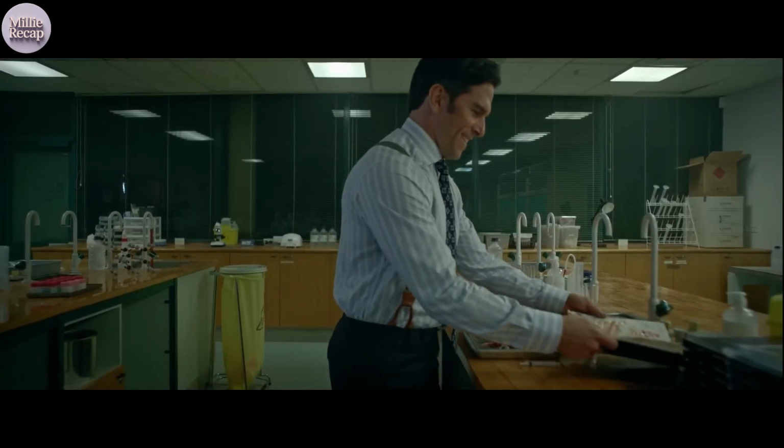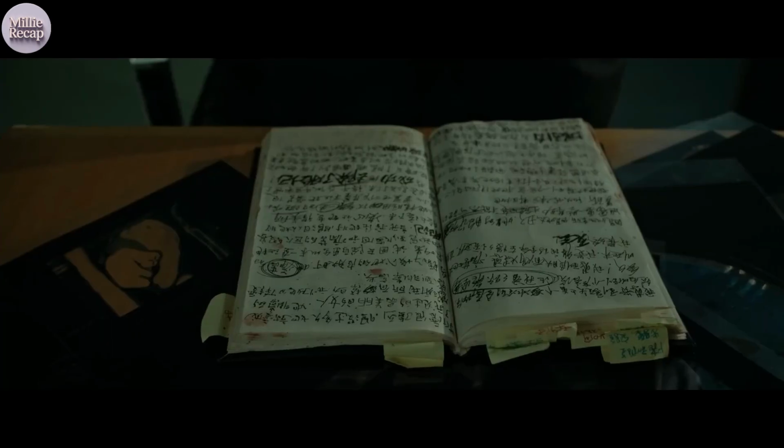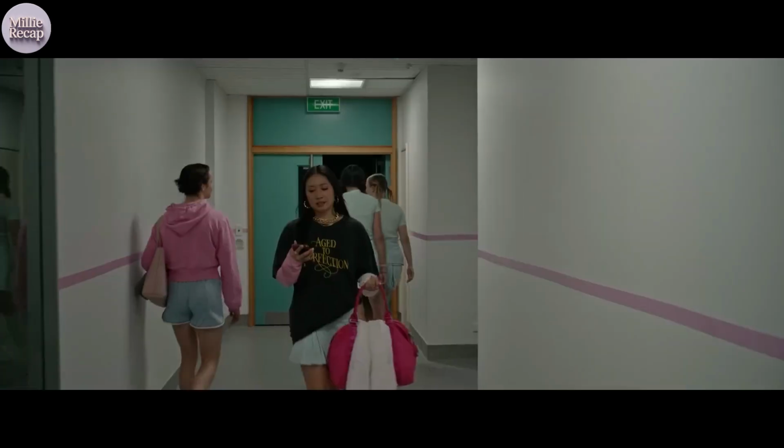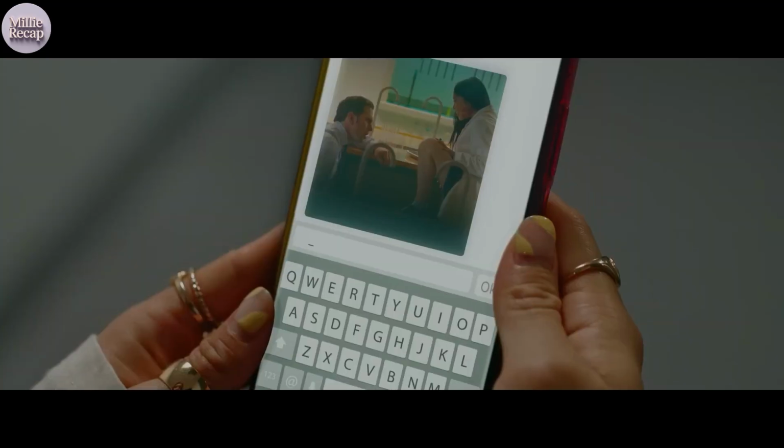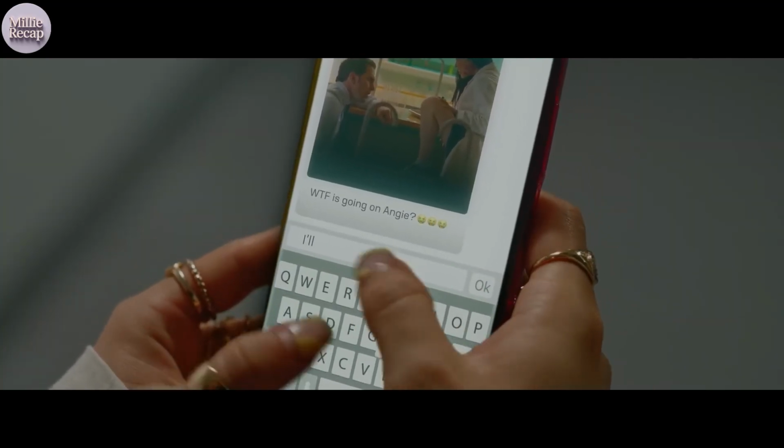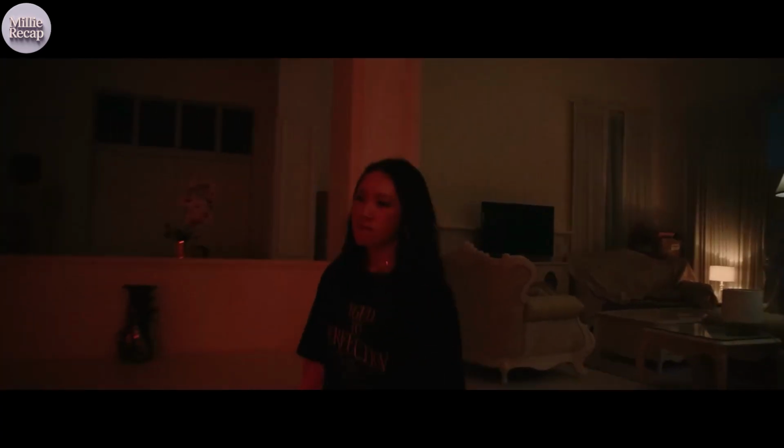Paul notices this and calls a friend to ask for help translating the writings. Moments later, Angela receives a picture from Eve in which Wei is showing her thighs to the professor. This enrages her, and she immediately rushes home to confront her cousin, but can't find her.